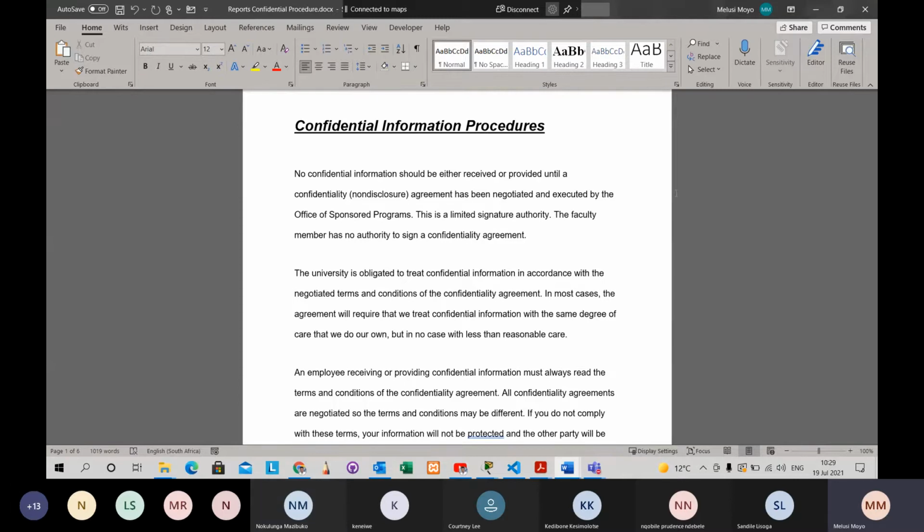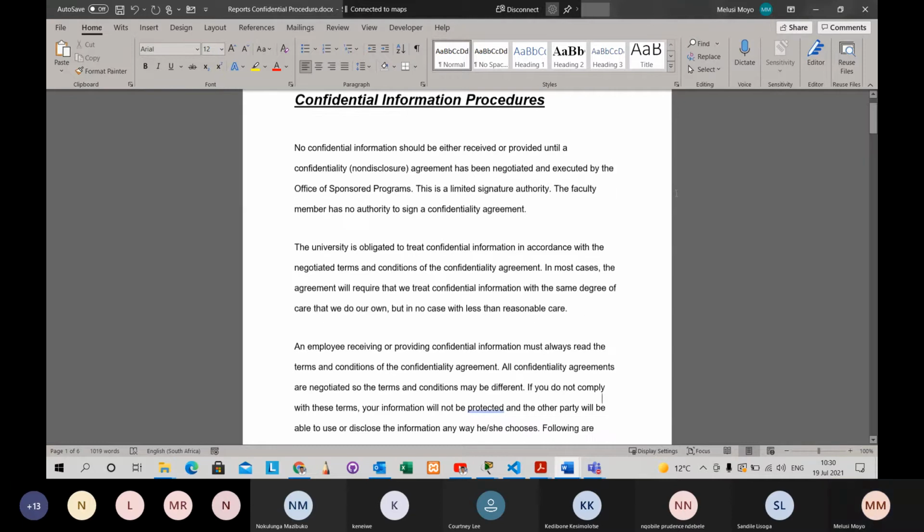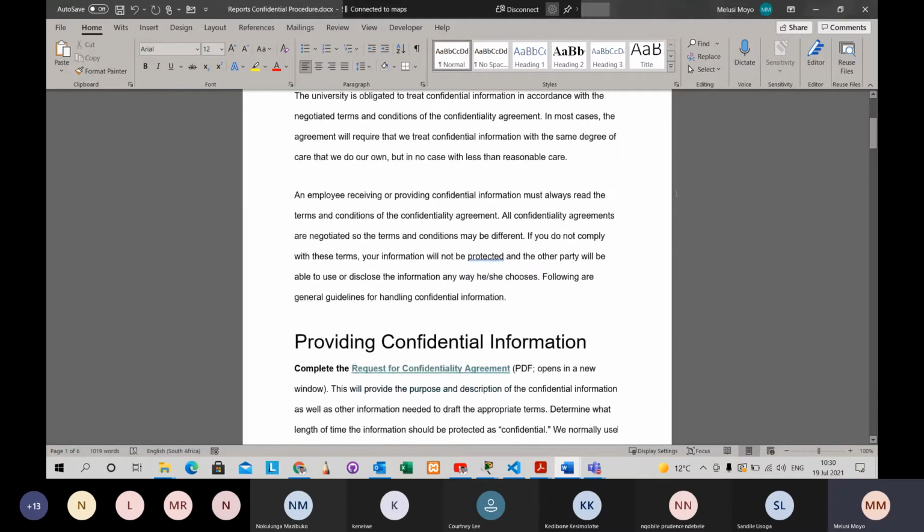This is limited signature authority. The faculty member has no authority to sign a confidential agreement. The university is obligated to treat confidential information in accordance with the negotiated terms and conditions of the confidentiality agreement. In most cases, the agreement will require that we treat confidential information with the same degree of care that we do our own, but in no case with less than reasonable care. An employee receiving or providing confidential information must always read the terms and conditions of the confidentiality agreement.